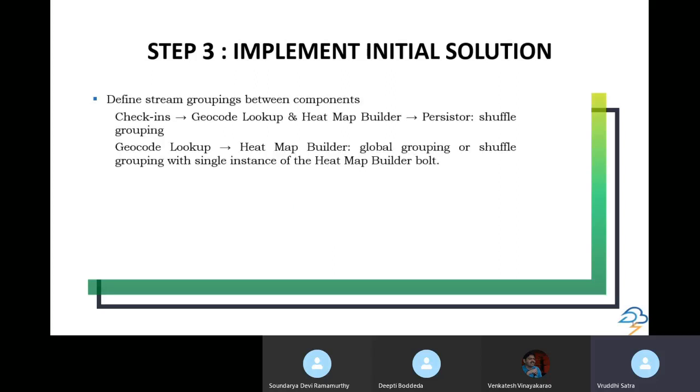Now we also need to define stream groupings between each component. From check-ins to geocode lookup, and from heat map builder to persister, random grouping is fine, so we can put shuffle grouping here. But if different tuples from geocode lookup end up going to different instances of heat map builder, then we won't be able to group them into time intervals, because they'll be spread out among different instances of heat map builder. Hence, we need a global grouping here.